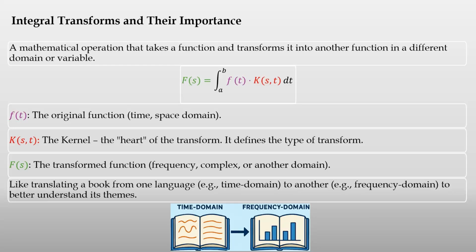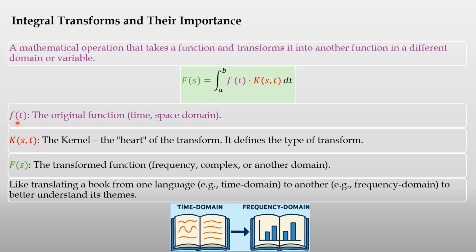So, what exactly is an integral transform? At its core, it's an operation that takes a function from one domain, like time or space, and maps it to a new function in a completely different domain. Mathematically, we write it as F(s) equals the integral from a to b of f(t), times a special function called K(s,t), with respect to t.